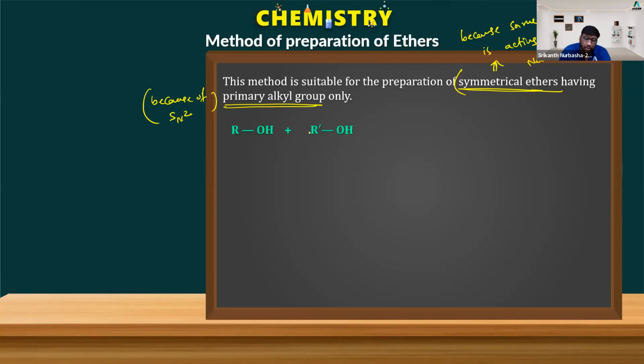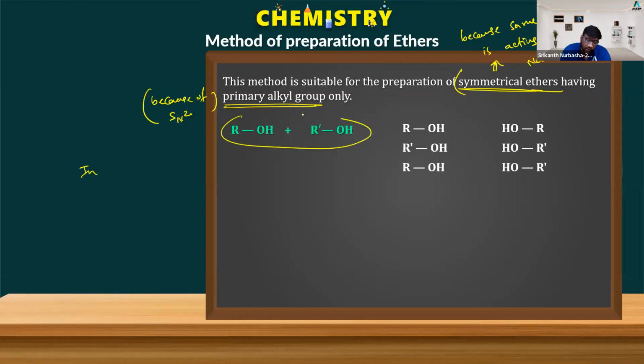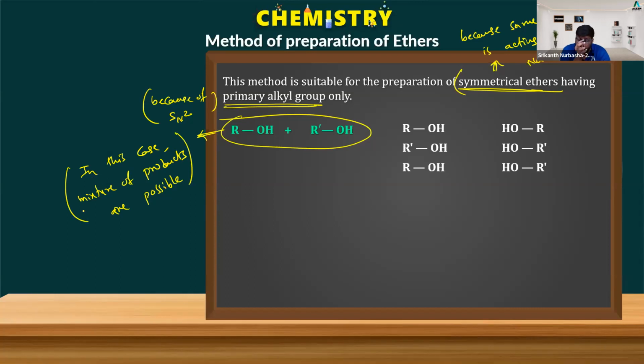So if you take a mixture of alcohols ROH and R'-OH, then you will get a mixture of products. The reaction can occur between two ROH only, between two R'-OH, and between ROH and R'-OH. In this case, a mixture of products is possible. Whenever we get a mixture of products, what do you have to do? Again, separation of the mixture is tedious, so that's why we don't choose this method.